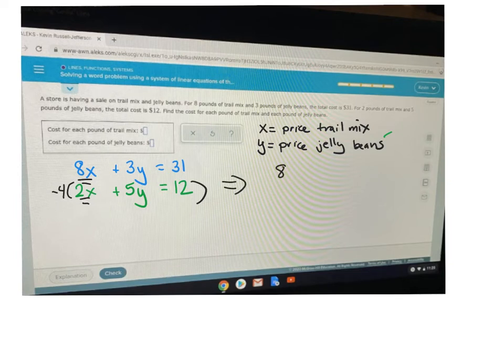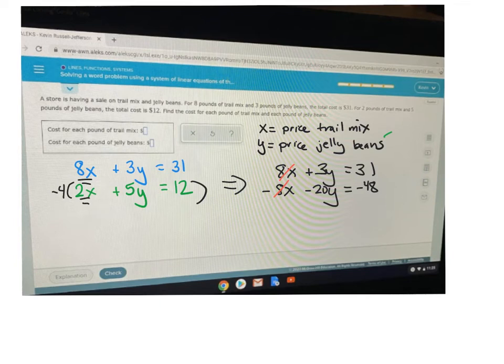That's going to leave the top equation alone. It's going to be 8x plus 3y equals 31. And if I multiply the bottom equation by -4, I'll get -8x minus 20y equals -48. Just make sure you multiply everything in the bottom or the top by whatever you're looking for. And the whole purpose in elimination, remember, is to get these two first terms to be opposites. So when I add these together, they will eliminate.